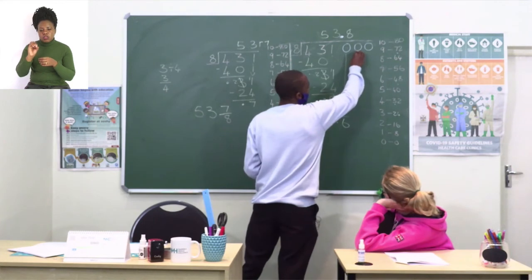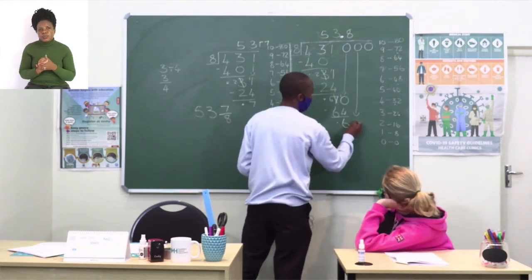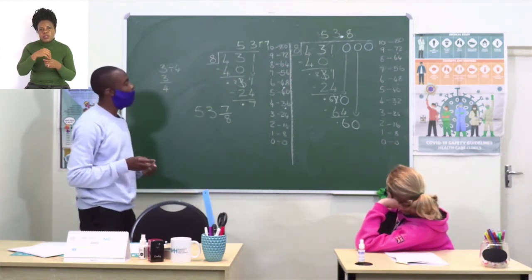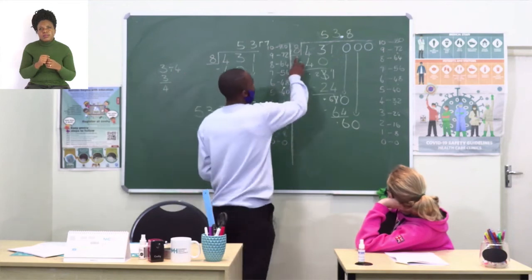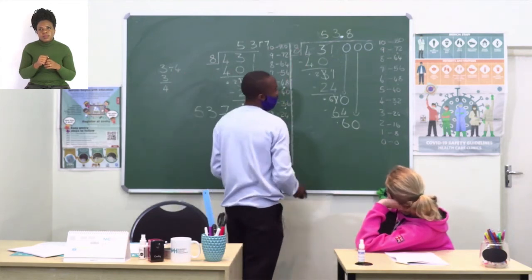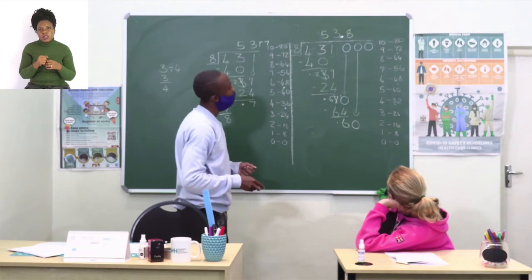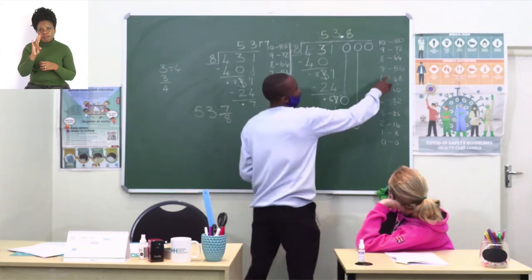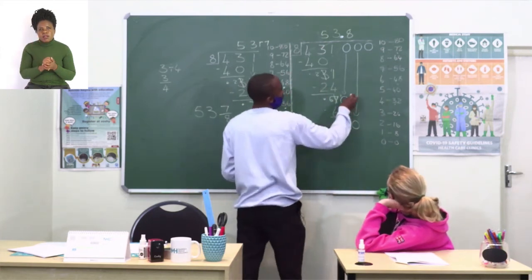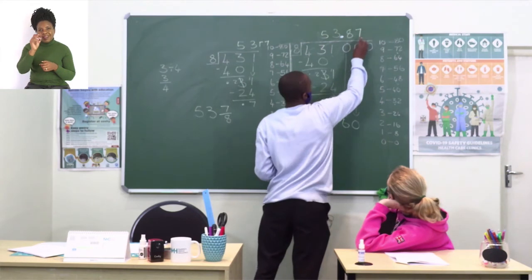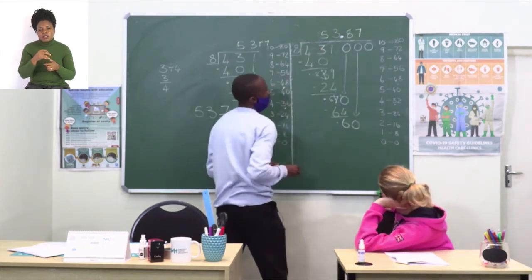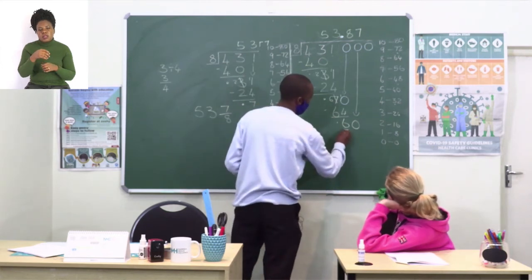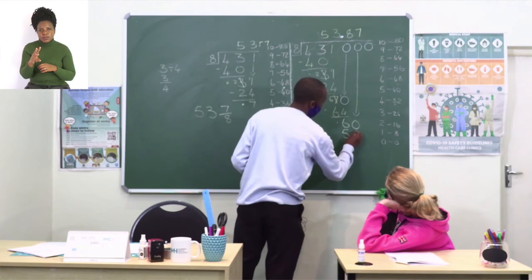Next, I drop my next placeholder. I will then ask myself, how many times does 8 go into 60? So where will 60 be, Clarice? Between 64 and 56. So it will go in 7 times. Then I will say 7 times 8 will give me 56.